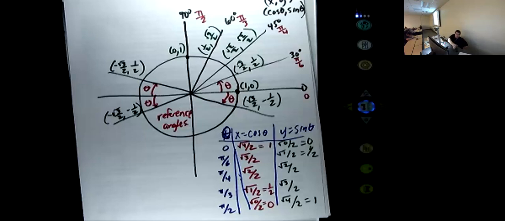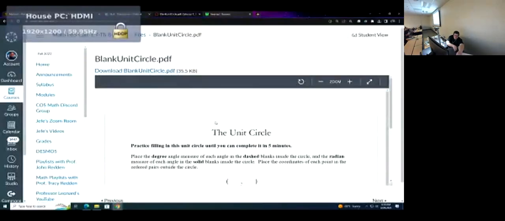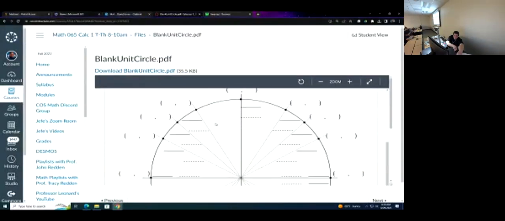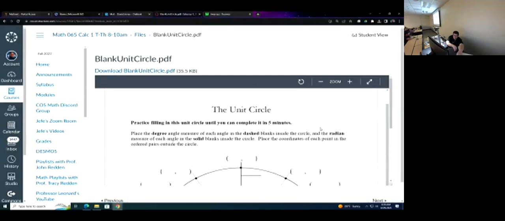If you don't recall those, I'll bring it right back. I just clicked on that blank unit circle in the module. This gives you a spot to write in degrees, radians, and their values over the whole circle. And when you've got this down to 5 minutes, you've got this down pat. You should be able to draw this circle with all its values in less than 5 minutes. It doesn't take that long to memorize.